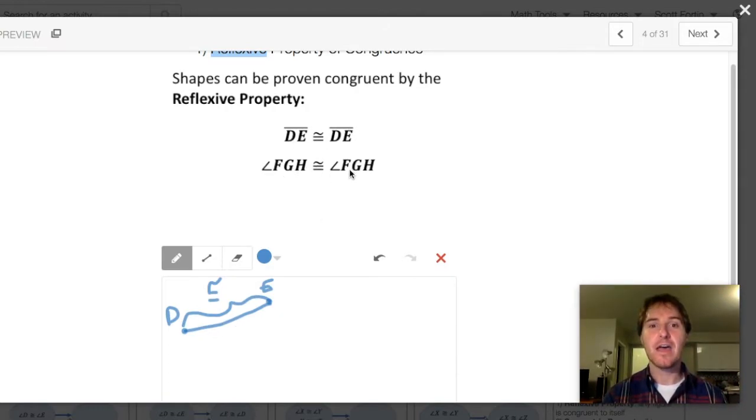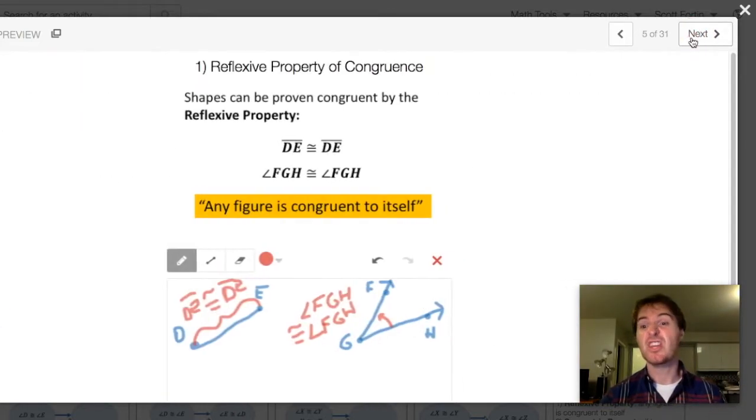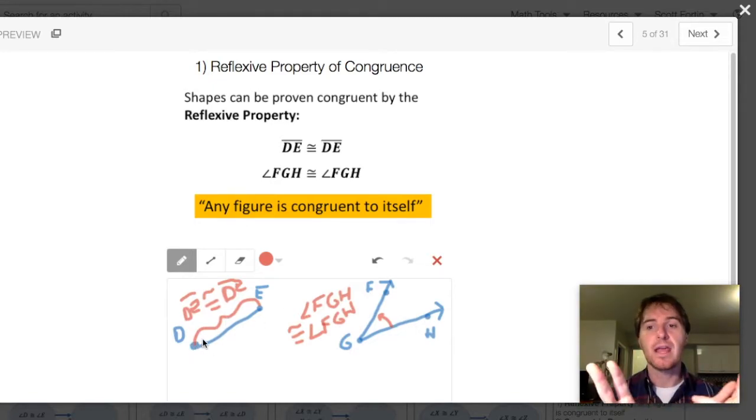And then finally, angle FGH is congruent to angle FGH, also a reflexive property of congruence. And this will become important because sometimes we need to show a certain number of angles are congruent, or a certain number of sides of a triangle, for instance, are congruent to other sides of a triangle. So sometimes you need to use this if they share features. Just to summarize, I've got it down here in diagrams. DE is congruent to DE because there's just one length. So we can say this thing is congruent to itself reflexively.